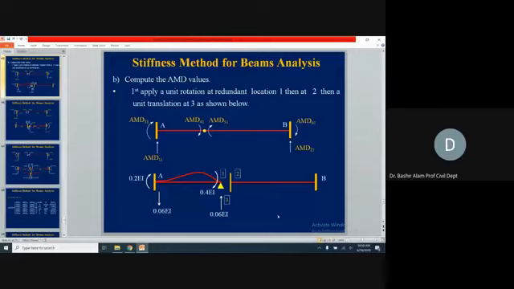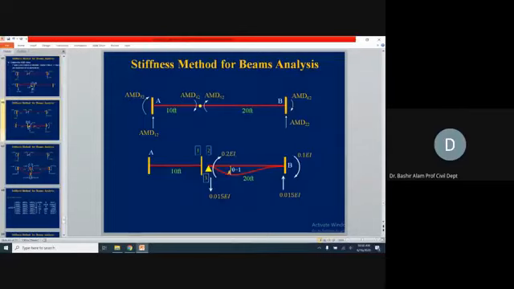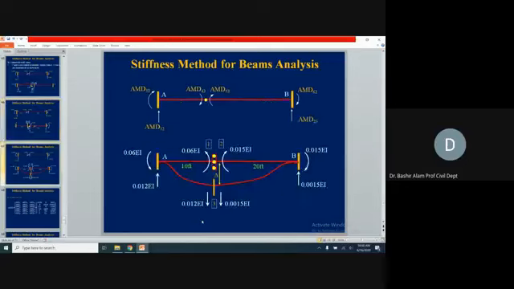Now, the second column of the AMD matrix is where we apply a unit rotation corresponding to D2, and the corresponding values you will take from here. Make sure that you get the appropriate sign also. And then the third column will be generated where we give a unit translation corresponding to D3.